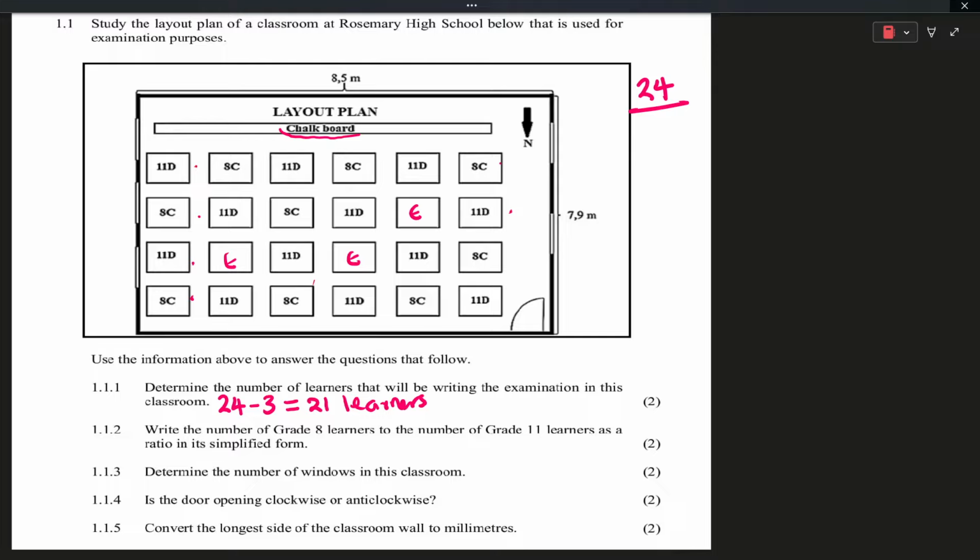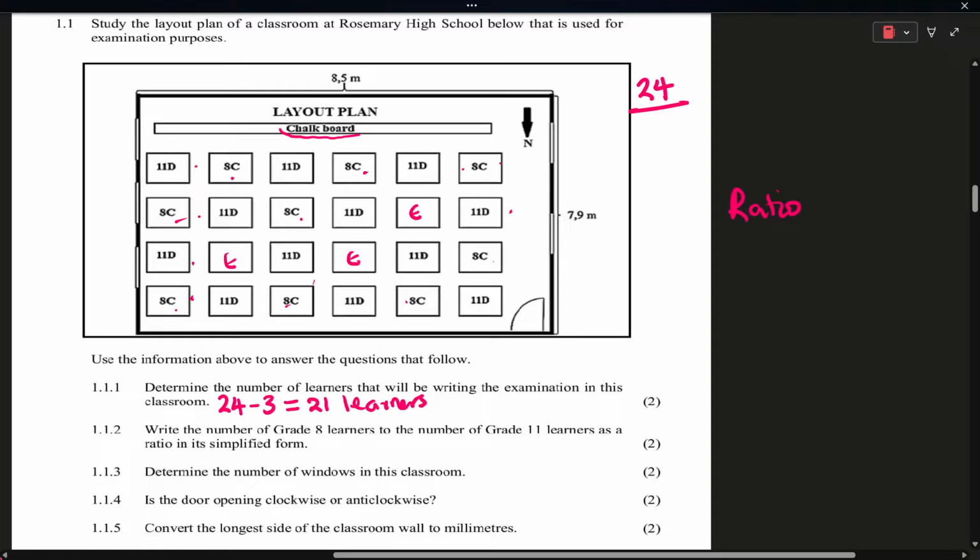And then 1.1.2, the question is, write the number of grade 8 learners to the number of grade 11 learners as a ratio in its simplest form. Remember, in this class the learners are being mixed up. Let me write the ratio here. How many grade 8 do you have? 1, 2, 3, 4, 5, 6, 7, 8, 9. We have 9 grade 8.